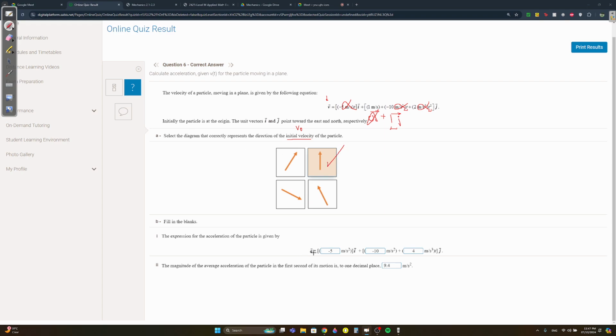The expression for the acceleration is given by what? We know acceleration is equal to dv over dt. So we're going to differentiate the i component and then the j component. ax is equal to dvx over dt. Minus 5t, differentiate it, you get 1 times minus 5, so it becomes minus 5. Reduce the exponent of t by 1, you're not going to have any t anymore. So ax is minus 5i.